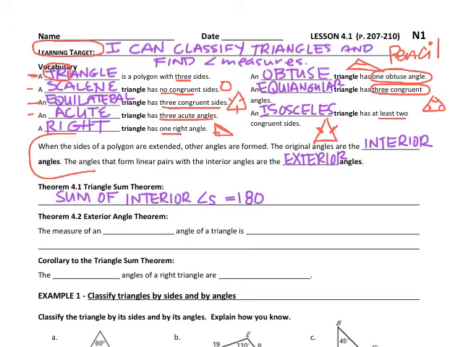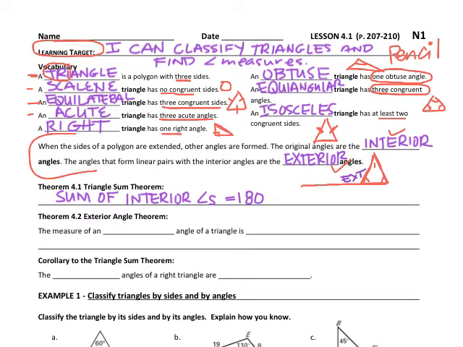When the sides of a polygon are extended, other angles are formed. The original angles are the interior angles, and the angles that form linear pairs with interior angles are exterior angles. So let me just give you an example because we're going to have one of these in just a moment. So we have a triangle here, and we have some angles. This angle, and this angle right here. But if I extend the side, now we have something that we would call an exterior angle right here.